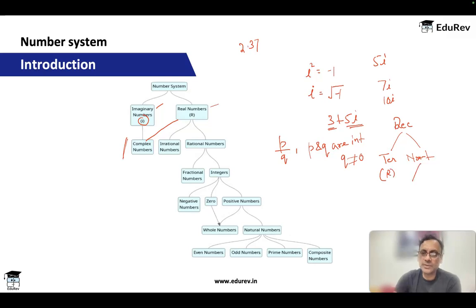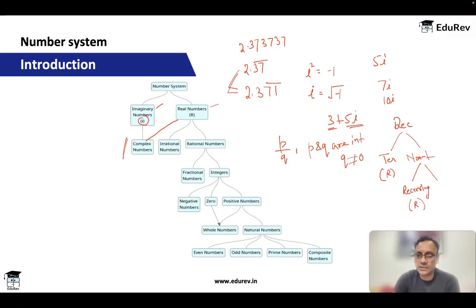Any non-terminating can be of two types. Non-terminating means it does not get over. For example, 2.373737, this goes on till infinity. So this can be written as 2.37 bar. Or let's say the whole of it does not repeat: 2.371, 71 repeats, 3 does not repeat. Either of the cases, these will be called recurring. They are non-terminating, but they are recurring. And remember that recurring decimals are also rational.